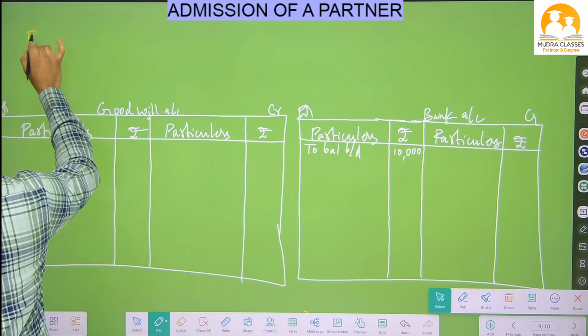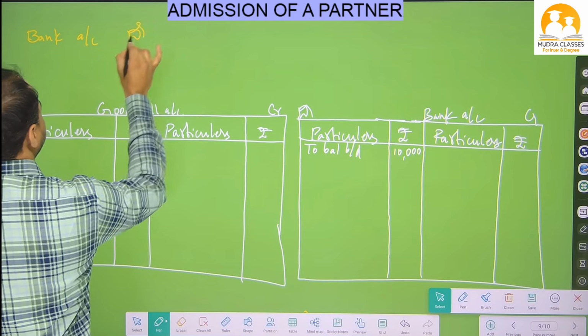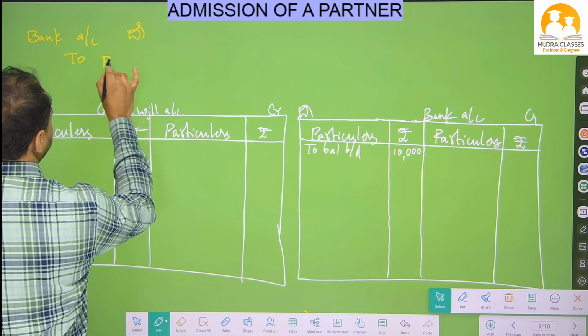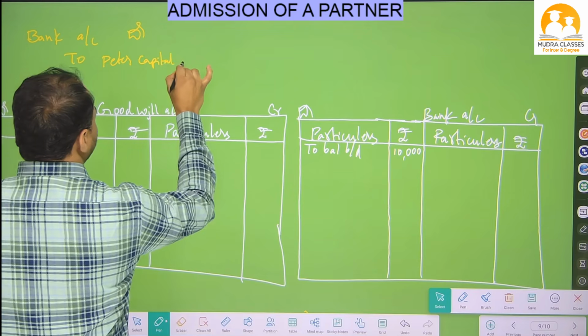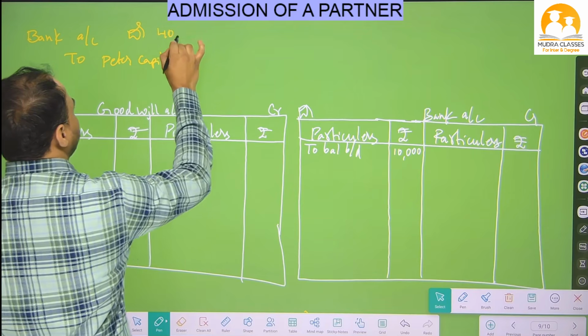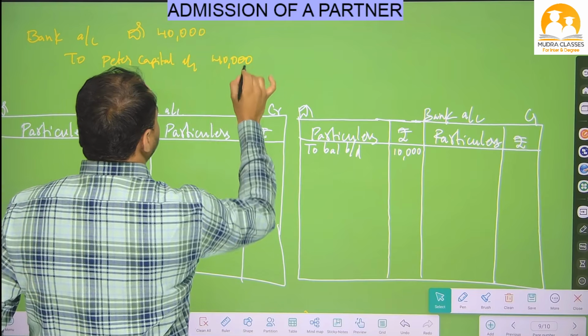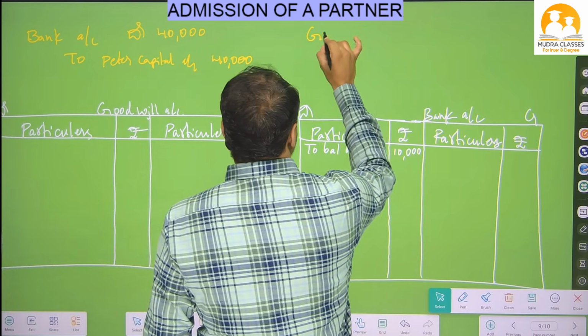Case 1, first journal entry is bank account debit to, what is the new partner's name? Peter. So Peter capital account. How much capital he brought? 40,000 rupees. Okay. Next, what is the next journal entry? Next journal entry is goodwill account debit.